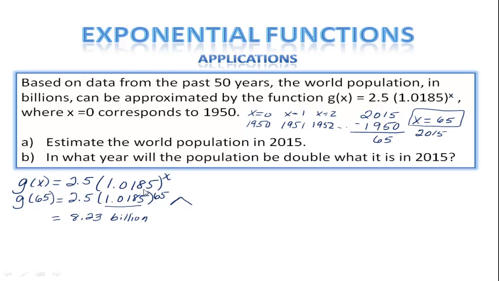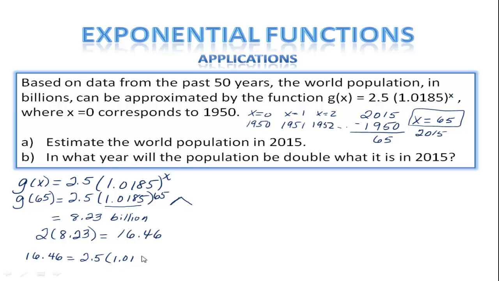That's the estimate. Okay, and now letter B says, in what year will the population be double what it is in the year 2015? In what year will it be double? Double means twice this population, which is the estimate we found for 2015. When will it be twice what it is in 2015? This is 16.46. So what it's asking is, when will the function equal 16.46 billion people?